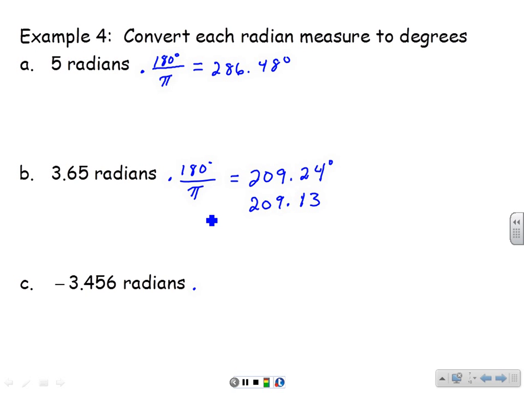Okay, so here you have 180 degrees divided by pi, and so you have negative 3.456 times 180, divided by your pi button in your calculator, and you're going to come up with negative 198.01. So that's how to convert radians to degrees.